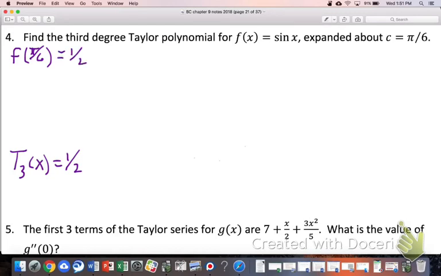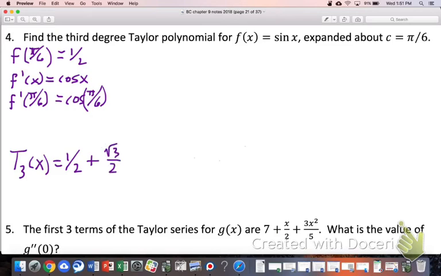First degree is going to be based on f prime. So f prime of x is equal to cosine of x. So f prime of pi over 6 equals cosine of pi over 6. And that would be what? Root 3 over 2. So plus root 3 over 2 times x minus pi over 6, all to the first. We're looking for third degree, and that's obviously first degree, so we got a couple more terms to go.